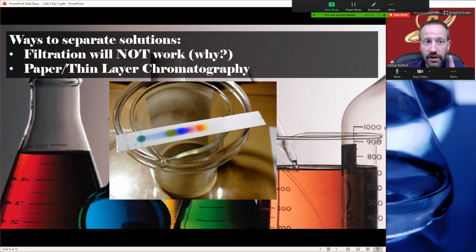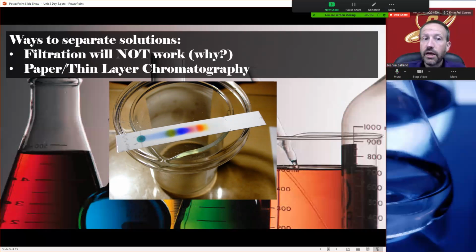Now let's talk about, first off, we said this, but let's circle back. Filtration is not a way to separate the parts of a solution. That's not going to work. You cannot use filtration. Again, you should know why. The parts of a solution are so tiny and so well mixed up, everything would go through the holes that are the filter.